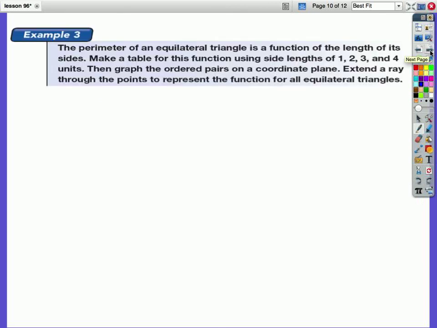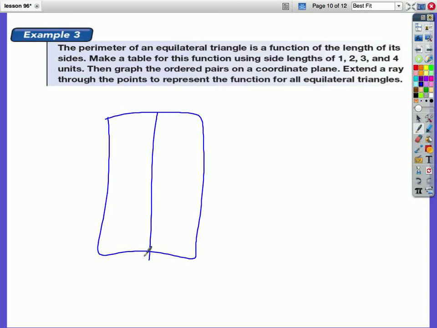So the perimeter of an equilateral triangle is a function of the length of its sides. It says make a table for this function using side lengths 1, 2, 3, and 4. Then graph the ordered pairs on a coordinate plane. Send a ray through the points to represent the function for all equilateral triangles. So we're going to start with our table.